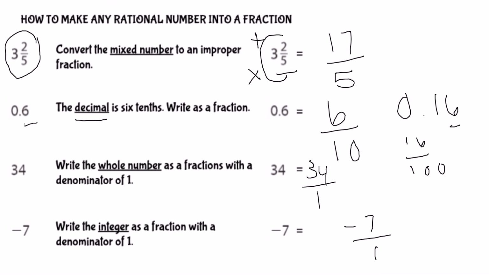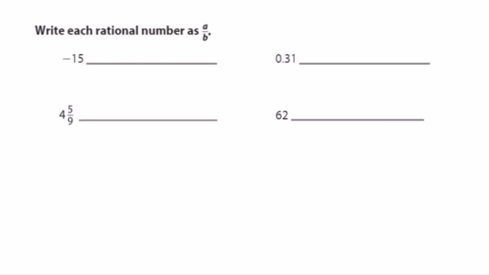So none of that was super hard. Let's go to the bottom where you actually have to put it to use. It says write each rational number as a over b, which you know now just means to write it as a fraction. So for negative 15, you're going to use the one that says the word integer is underlined. So on that, you just put it over a 1. So negative 15, you have to keep the negative with it or else it's not the same thing. Negative 15 over 1.